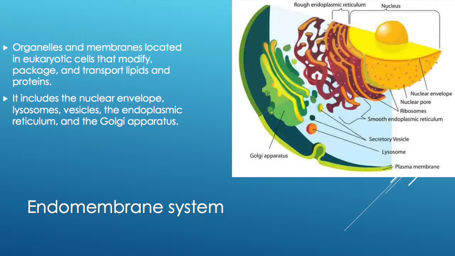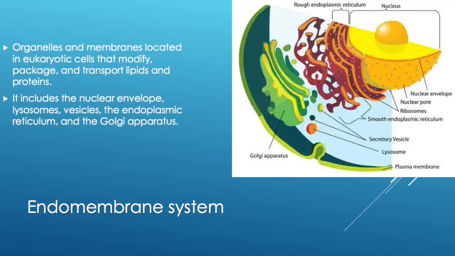Next up is the endomembrane system. The endomembrane system is a group of membranes and organelles in eukaryotic cells that work together to modify, package, and transport lipids and proteins. It includes the nuclear envelope, lysosomes, and vesicles, and the endoplasmic reticulum, and lastly, the Golgi apparatus. Although technically not within the cell, the plasma membrane is included in the endomembrane system because of the way it reacts with other organelles within the membrane.